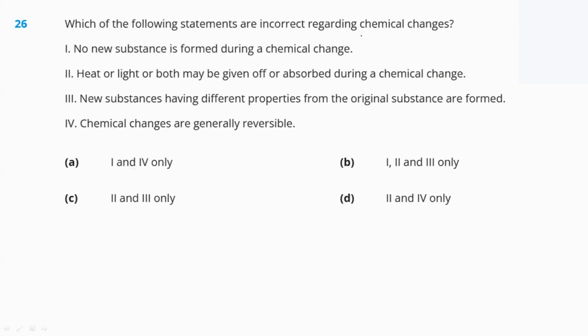Next, which of the following statements are incorrect regarding chemical changes? No new substance is formed during a chemical change. This is incorrect. Heat or light or both may be given off or absorbed during a chemical change. Yes, this is correct. New substances having different properties from the original substance are formed. This is also correct. And chemical changes are generally reversible. This is incorrect. So 1 and 4 only, which is option number A, is our incorrect statement. Option number A is the right answer.